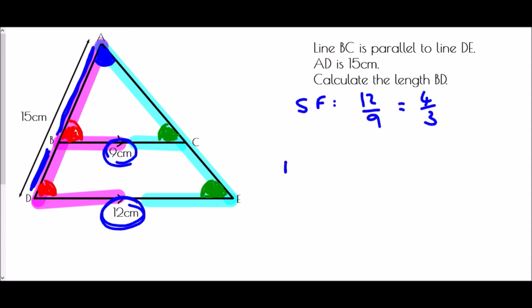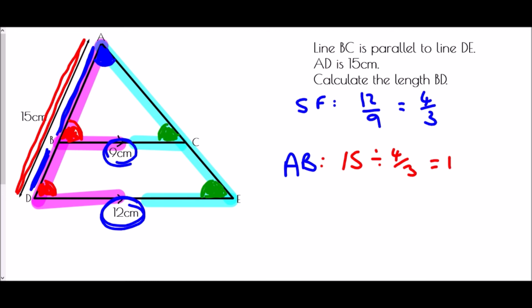I need to find AB because AB will correspond to the 15 centimetres going all the way from A to D. And so AB would be 15 divided by 4 over 3, because I want to get to the smaller version. And if I type 15 divided by 4 over 3 into a calculator, I get 11.25. And so the length here is 11.25.